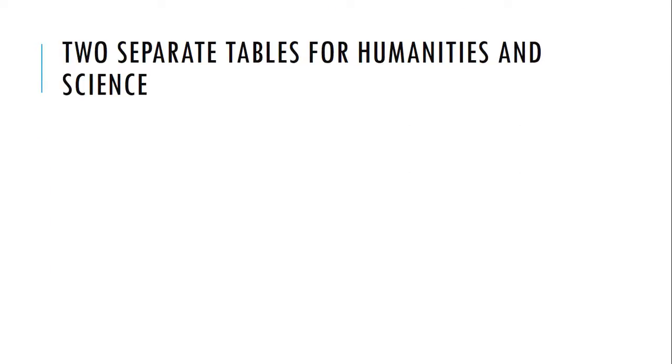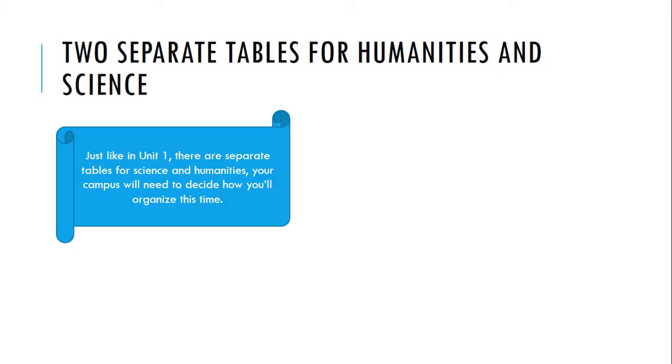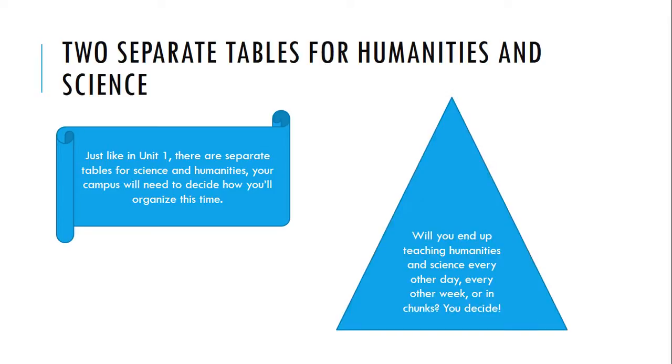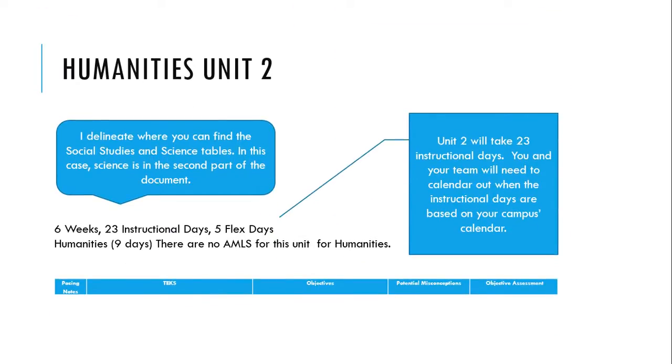All right, here we go. There are 2 separate tables, again, for humanities and science, just to help you stay organized as you're laying out how you want to do your unit. You're going to want to make the decision on your campus as to whether you want to do social studies in a chunk and then science in a chunk, or go back and forth. This is a unit where it's really science heavy, and the humanities is very much independent practice. So there are 23 instructional days and 5 flex days. There are no AMLs for this unit for humanities, so make sure you're looking really carefully at the unit at a glance to understand what the TEKs are, and going back into the archives if you need to.